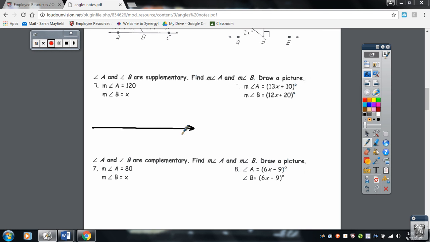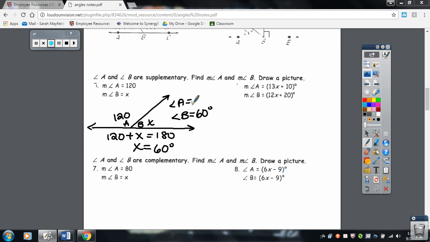So I'm going to draw supplementary angles. There we go. So we're going to call this angle A, and that's 120. Angle B is x. How do I find x? Well, 120 plus x equals 180. So what does x equal? 60 degrees. So angle B is 60 degrees. How about angle A? Angle A, 120 degrees. They already gave it to me. So pause this video, solve this problem on your own, and then when you're ready to go, press resume, and we'll do one more example together.